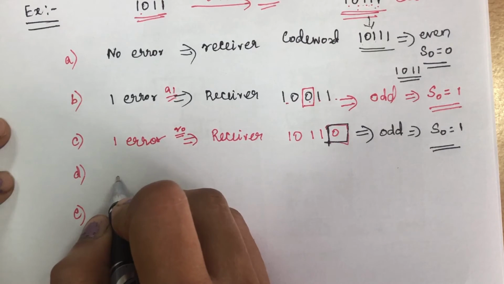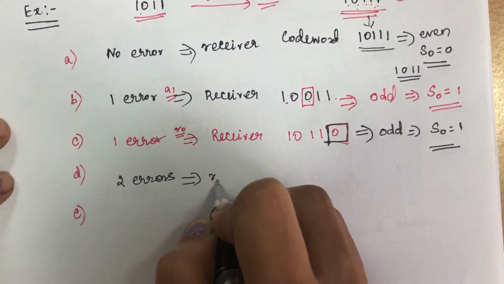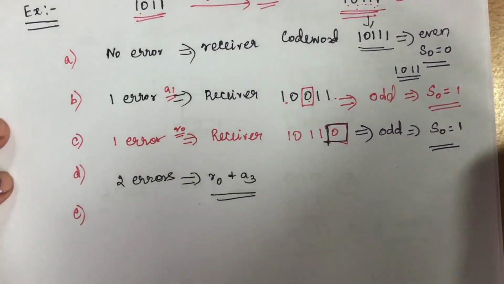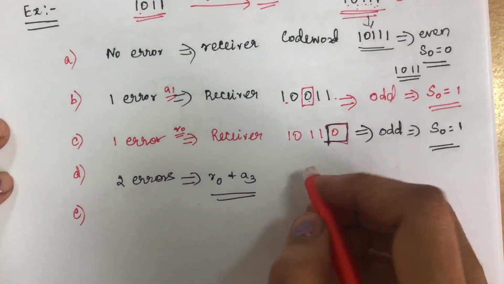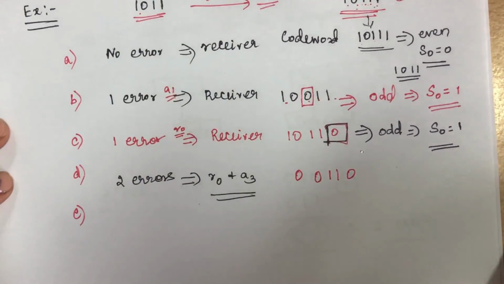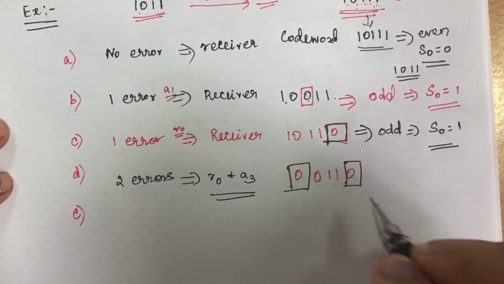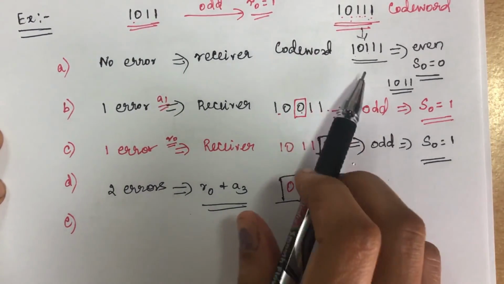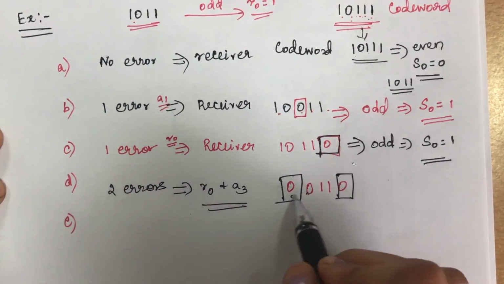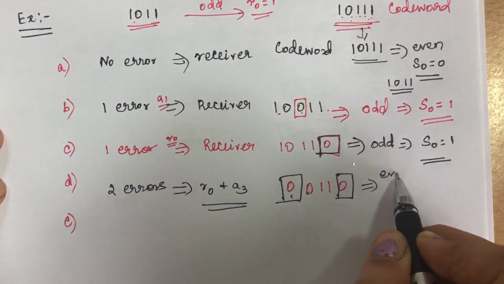The fourth case is where two errors occur. When two errors occur, that is the R0 value and the A3 value have been changed, we will get the value 00110. So the first bit has changed and the R0 bit has also changed. Instead of getting 1011, we are getting 00110. So 2 bits have got changed. The number of ones is 2, so here we have got an even number.